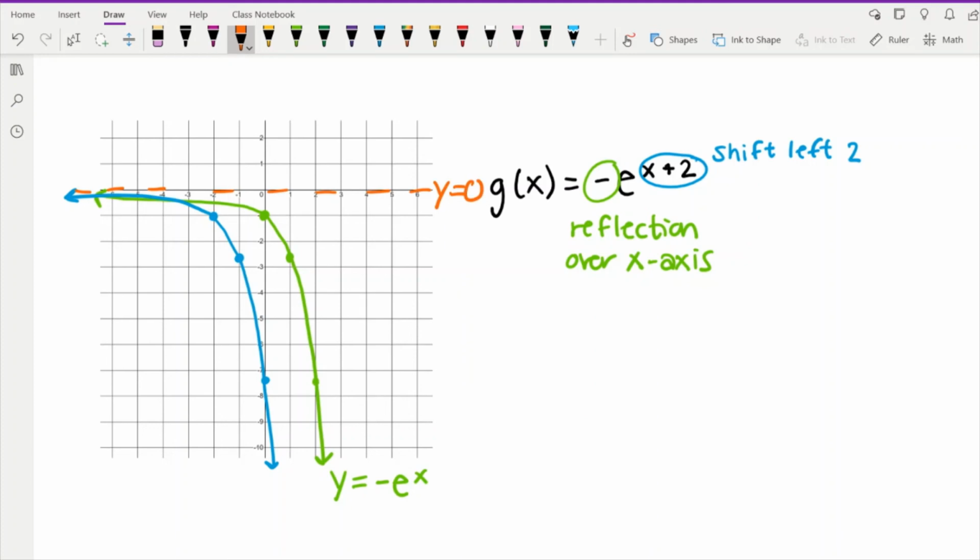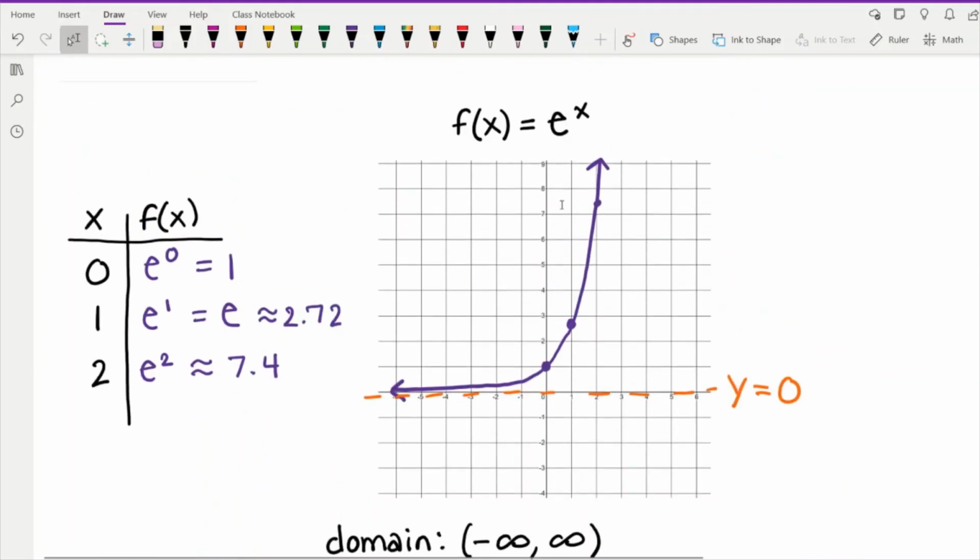All right, so that is it for this video. As I said, the main takeaways I want you to have from this are an understanding of what the general shape of e to the x looks like, and a knowledge that e is just a number, an irrational number, approximately equal to 2.72. Those are really the most important takeaways from this video.